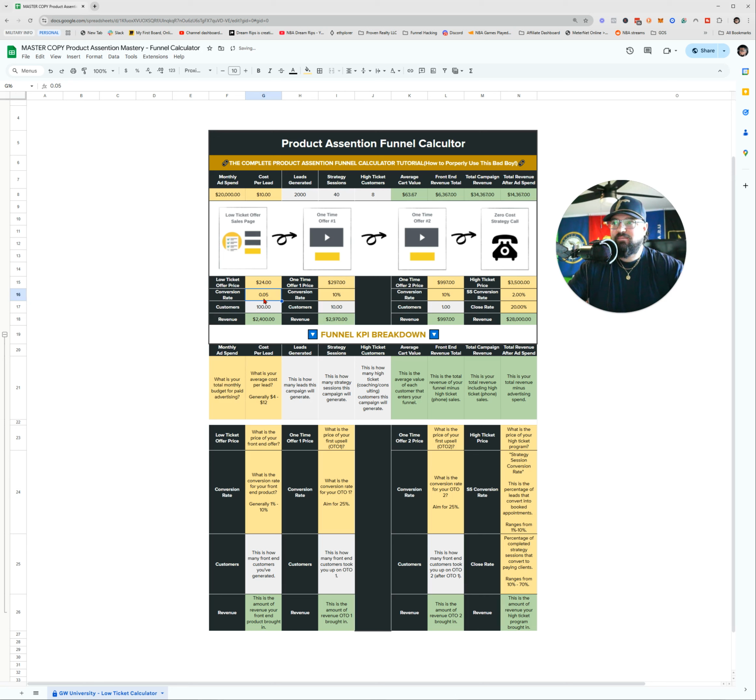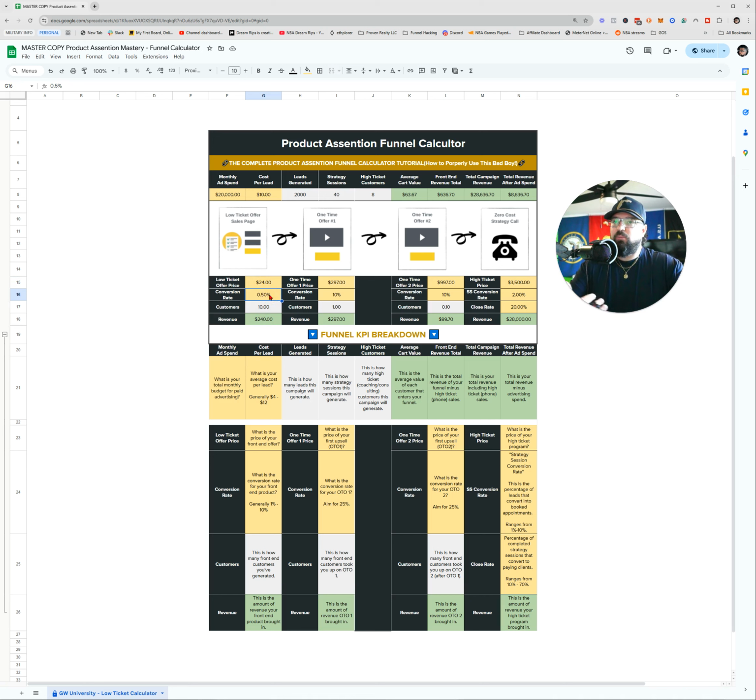0.5%. I don't even know if I did that right. Nope. I always mess this up. 0.05. Let's do percent. Nope. So 0.5% is 0.005. When you're 0.5%, that's your actual number. And you're looking down here and you're wondering why my low ticket funnel is not working based on our ad spend. Yeah, this is why. You know exactly what it is.